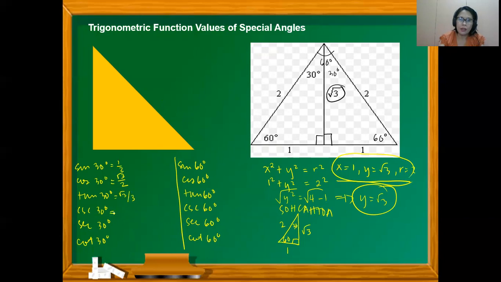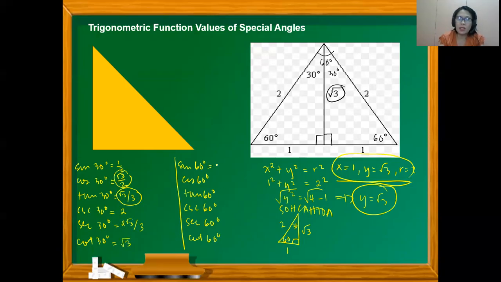And then the reciprocals. Cosecant 30 should be 2, while secant 30 must be the reciprocal of square root of 3 over 2, so this is 2 square root of 3 over 3. And then cotangent 30, originally 1 over square root of 3, so this should be square root of 3.